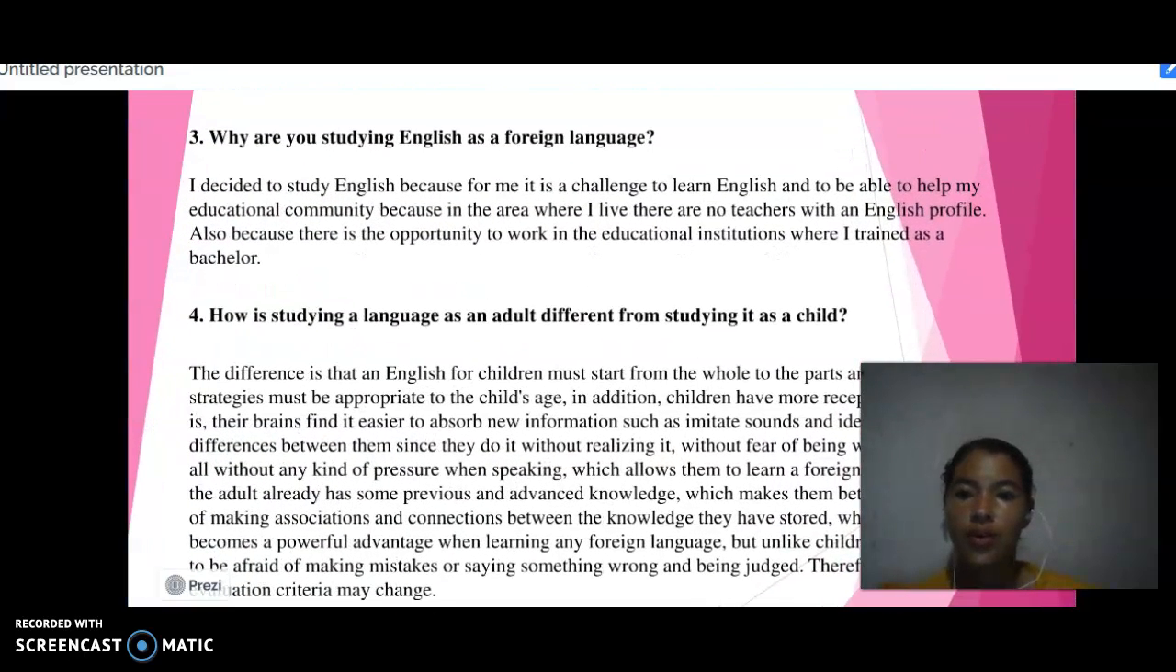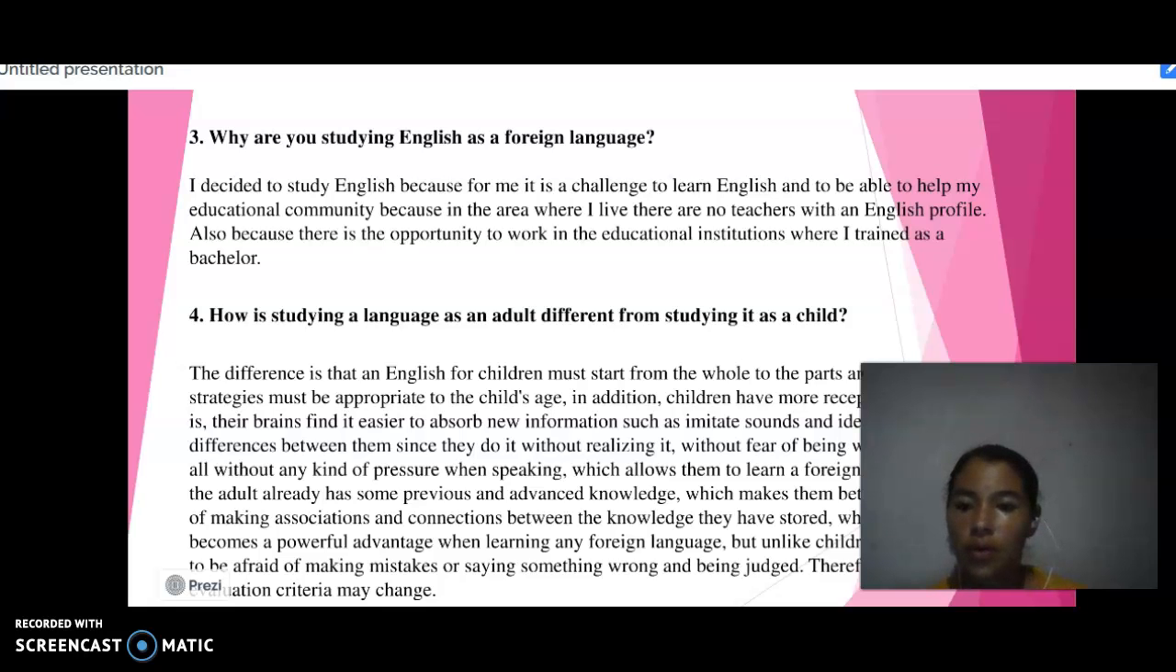3. Why are you studying English as a foreign language? I decided to study English because for me it is a challenge to learn and to improve my communication, because in the area where I live there are not teachers with English profiles. Also because there is an opportunity to work in the educational institution where I trained as a bachelor.